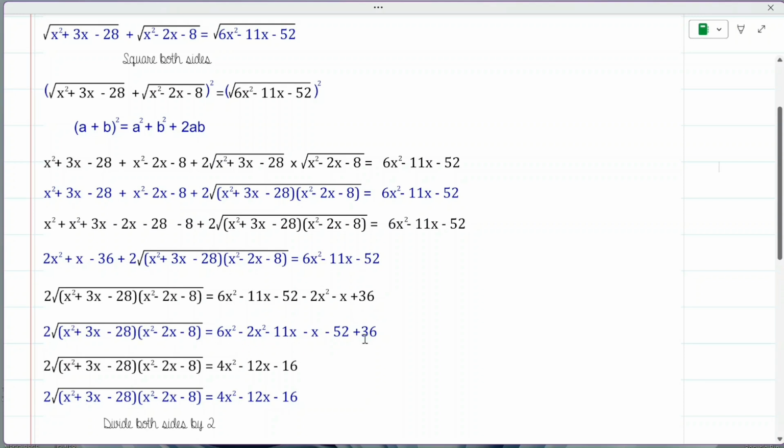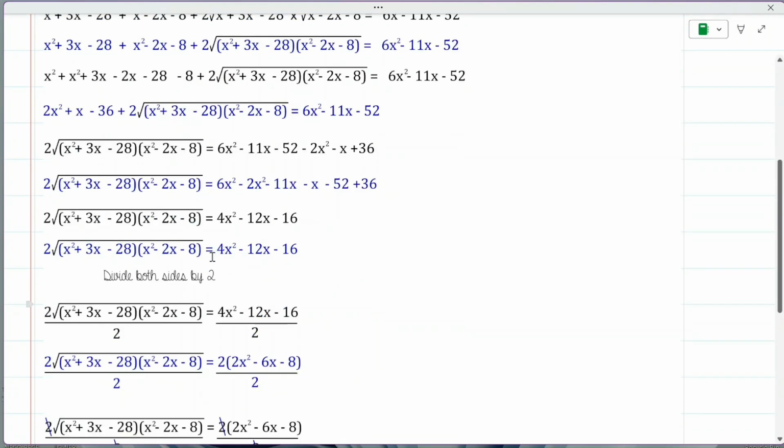On the right, you collect like terms, and you either add or subtract. 6x squared minus 2x squared will give you 4x squared. Then you have minus 11x minus 1x will give you minus 12x, and minus 52 plus 36 will give you minus 16. Once you have this, on the next line, the weakest link on the left is the 2. You get it off by dividing both sides by 2. Now you introduce over 2 to both sides.